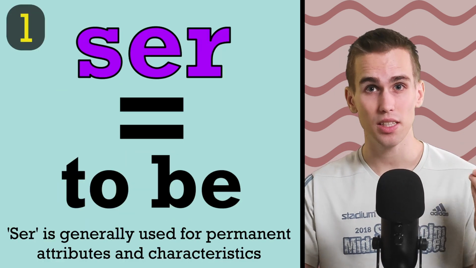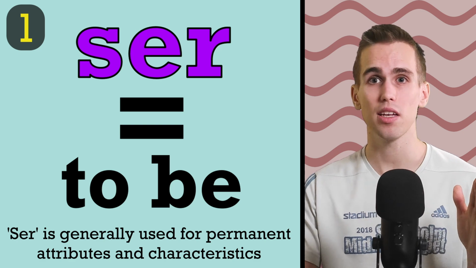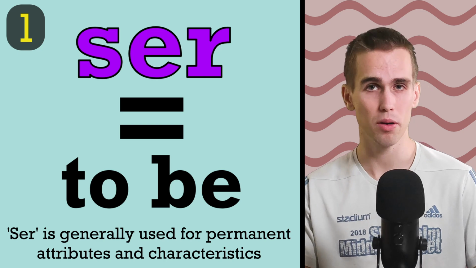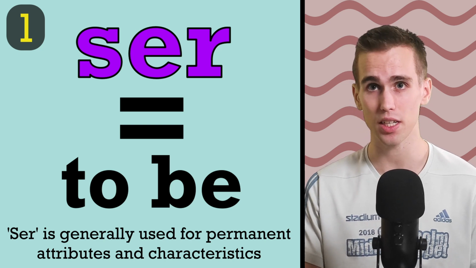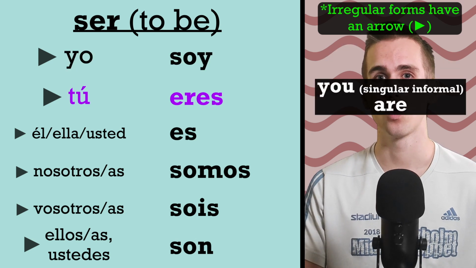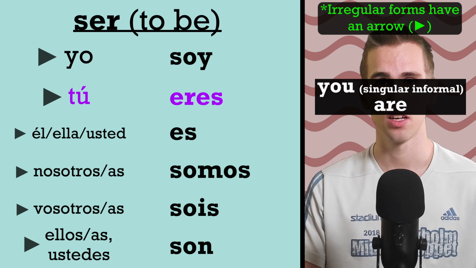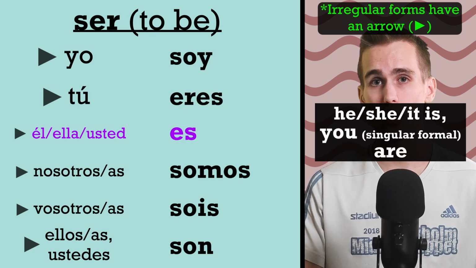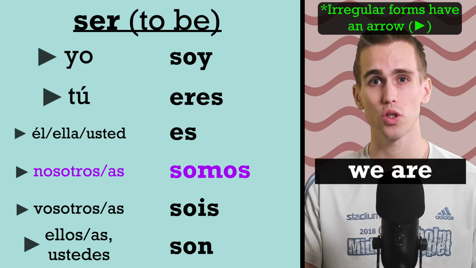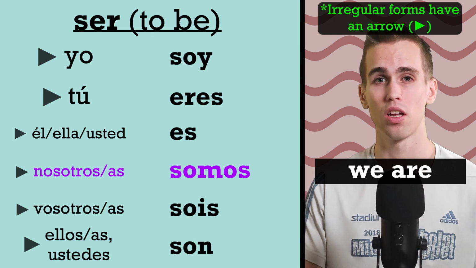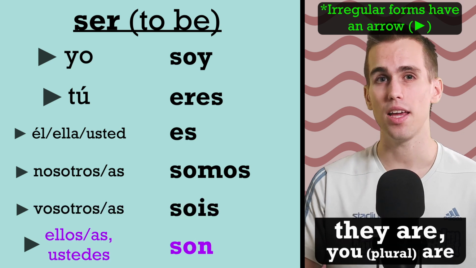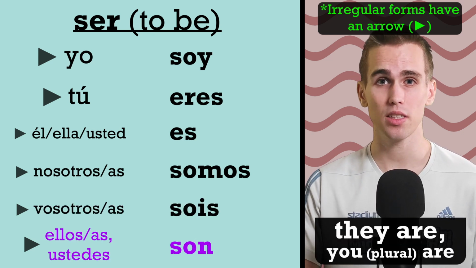Number 1. Ser also means to be, just like estar. Ser is generally used for permanent attributes and characteristics. Yo soy, tú eres, él, ella, usted es, nosotros, nosotras somos, vosotros, vosotras sois, ellos, ellas, ustedes son.